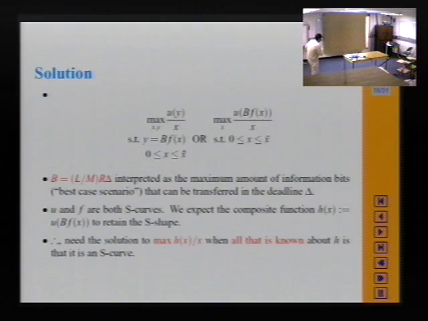So basically we have to know how to maximize something like h of x over x, when all that is known about h is that it is an S-curve. That's what makes the problem non-trivial, because we want to do it in such a way that we never impose more than the fact that it's an S-curve. And that part is the third element of what we call the framework. So now you see all three of them, as I mentioned at the beginning, because we have to know how to do that maximization.